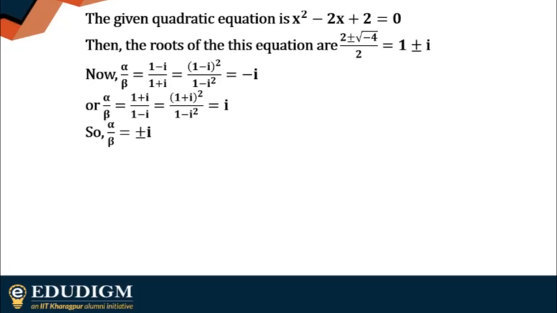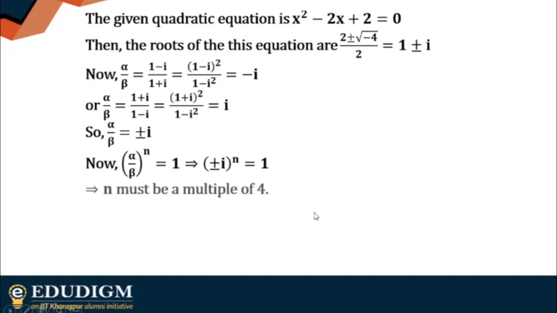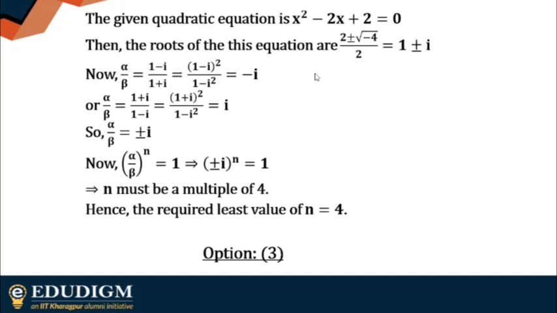So this is the one we have figured out. Alpha by beta is more of like plus minus i. n will be least if 1 minus i, so alpha by beta to the power n is 1. As you understand, n must be a multiple of 4, because we take the fourth root of unity as plus minus i. So the least value will be 4. Is this okay with all of you? If you have any doubts, do let me know. So the correct option is 3.